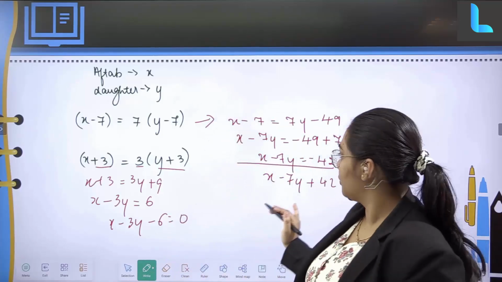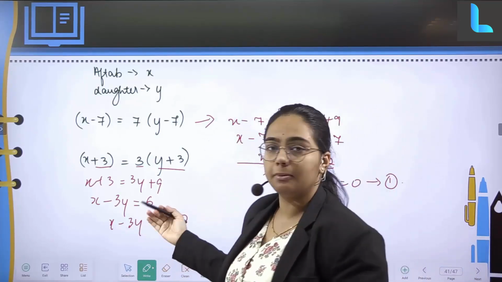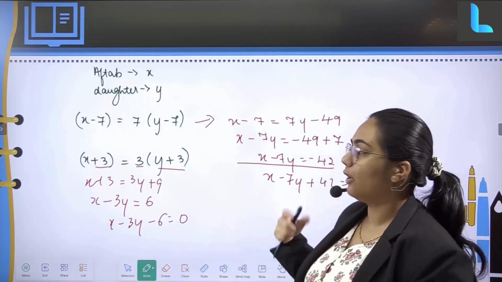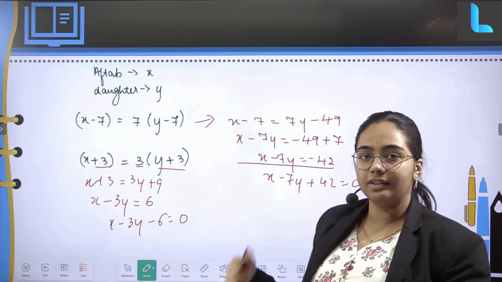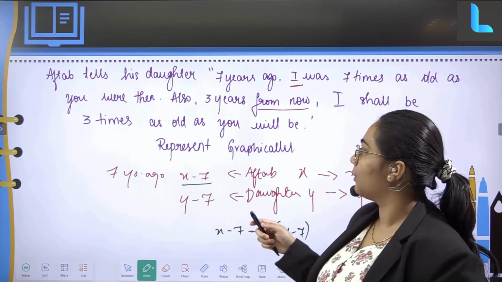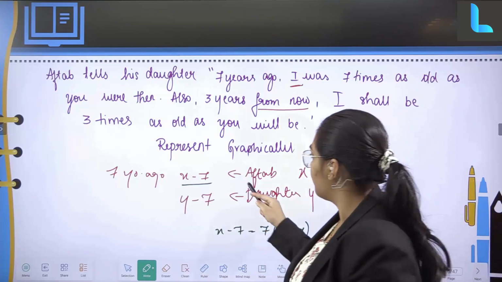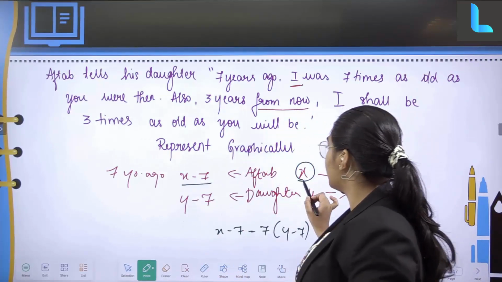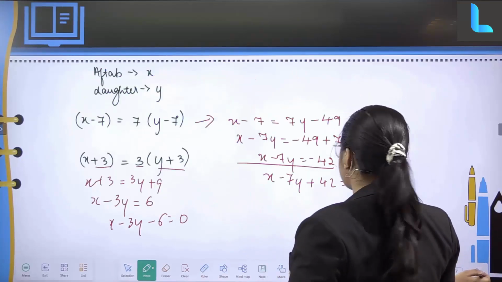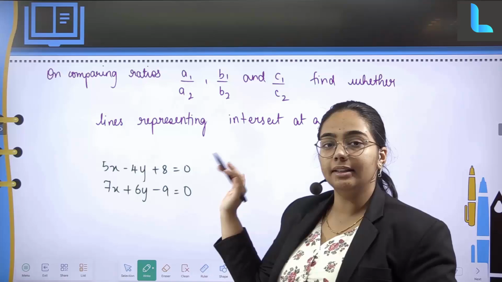So when you solve both the equations, x and x cancel, and you'll get the value of y. Using the value of y, you can substitute in either of the equations and get the value of x. Once we get the values, x is going to be Aftab's age and y is going to be the daughter's age, and this you have to represent graphically.